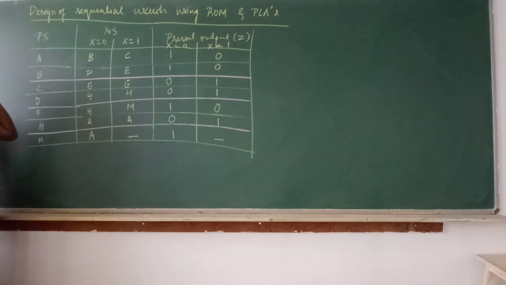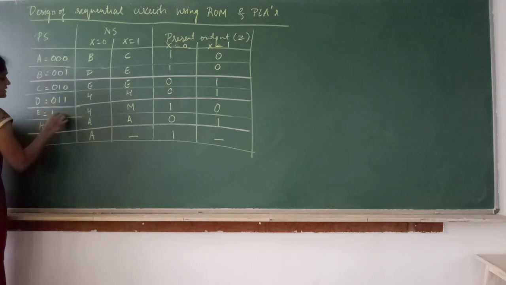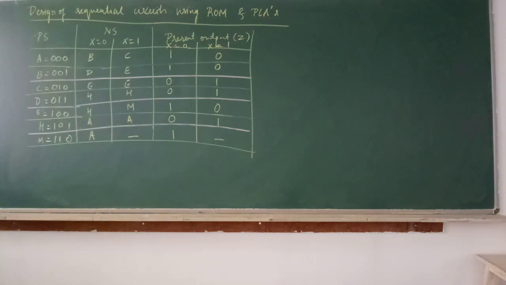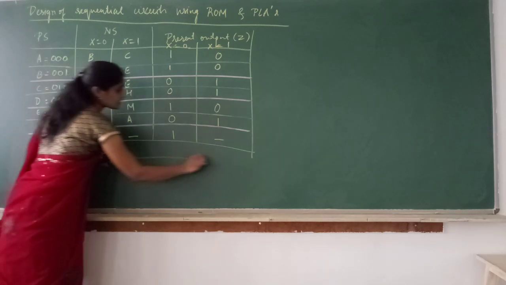Let us assign A as 000, B as 001, C 010, D 011, E 100, H 101, M 110. A, B, C, D, E, H, M, correct? The last one, 111, will be taken as don't care.